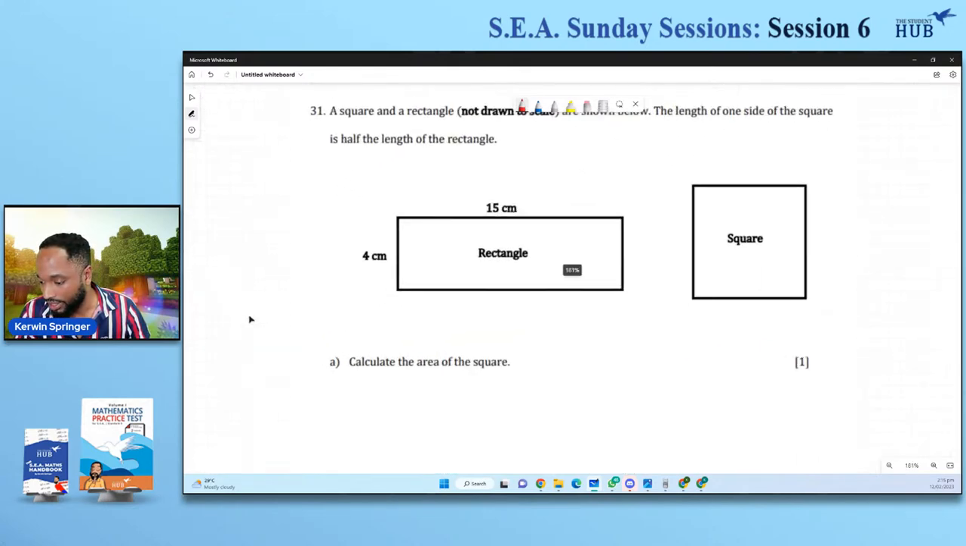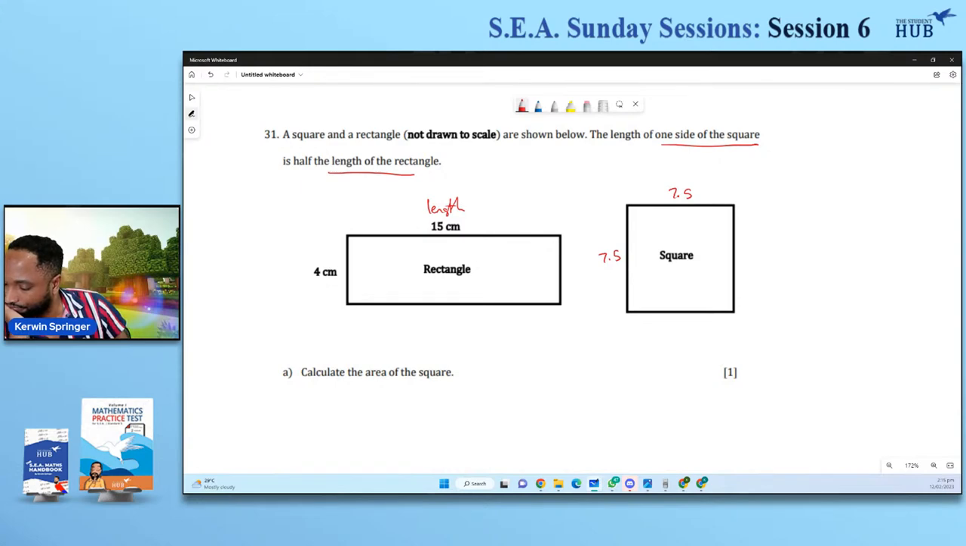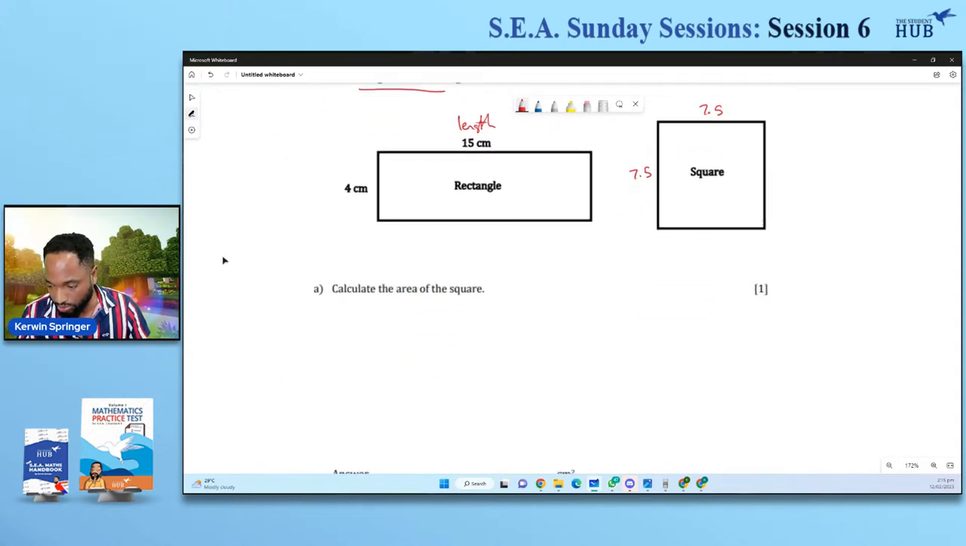Like, wow. Let's go. A square and a rectangle, not drawn to scale, as shown below. The length of one side of the square is half the length of the rectangle. Calculate the area of the square. Can you all get the answer to that? Well, let's call this the length. And let's call this 7.5. The length of one side of the square is half the length of the rectangle. So 7.5 by 7.5. Calculate the area of the square.